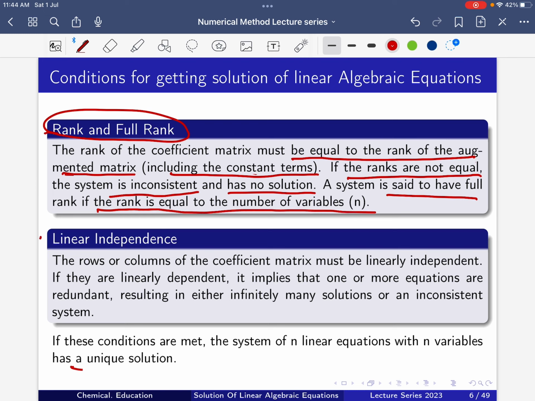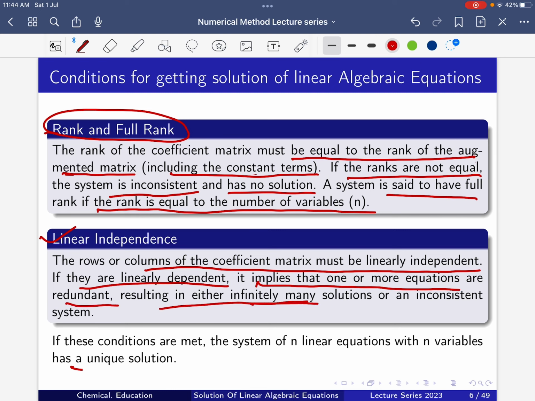Next condition is linear independence. The rows or columns of the coefficient matrix must be linearly independent. If they are linearly dependent, it implies that one or more equations are redundant, resulting in either infinitely many solutions or an inconsistent system. If this condition is met, the system of n linear equations with n variables has a unique solution. Again, I'll give some conditions briefly in the subsequent slide.